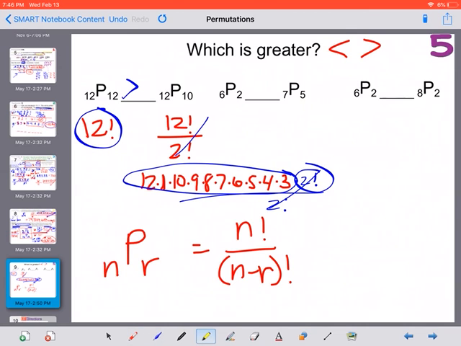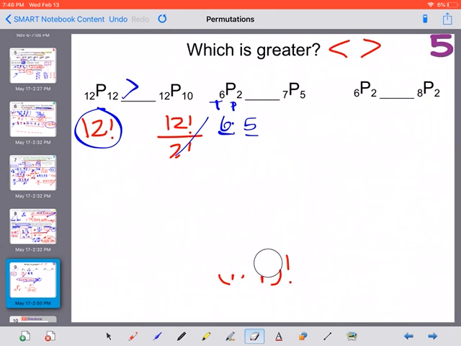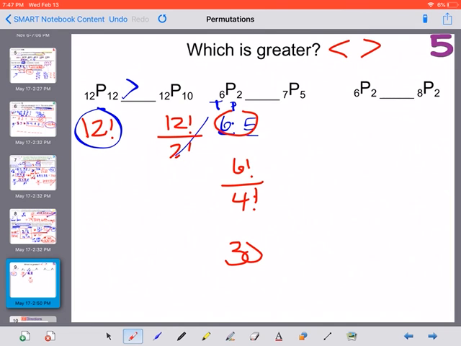Let's look at the next one. A little bit smaller numbers here. We have 6 objects total. We want to look at only 2 of them. So we only care about 2 spots. We have 6 choices for the first one and 5 choices for the second one. Or we could write it out in terms of our factorials. We have 6 factorial over 6 minus 2 factorial, which is 4 factorial. They'd cancel out and leave us with just 6 times 5, which is 30.